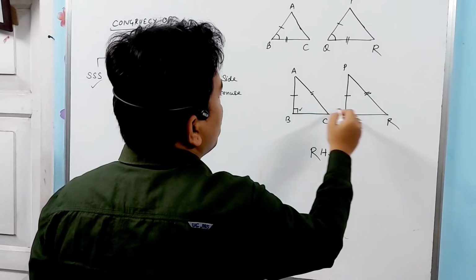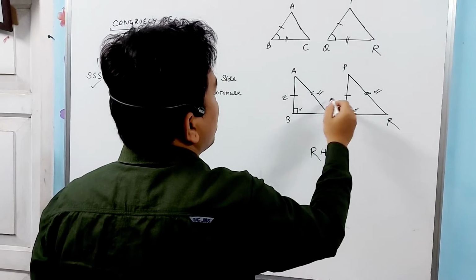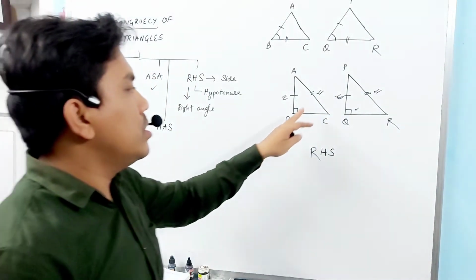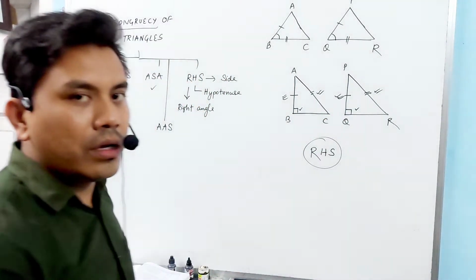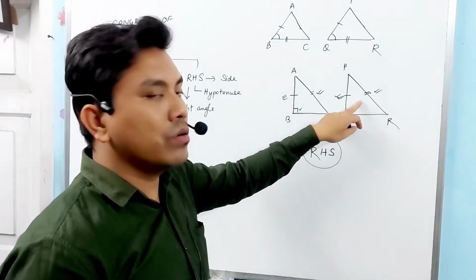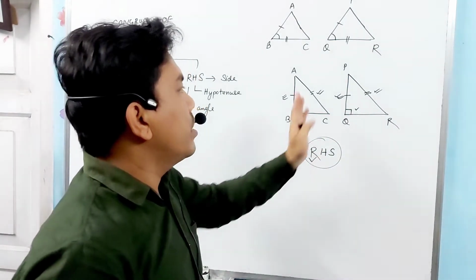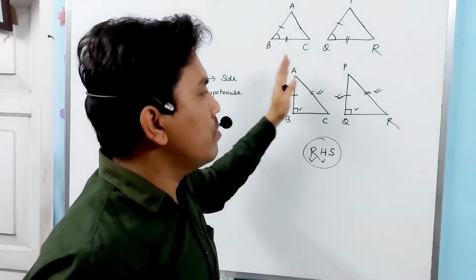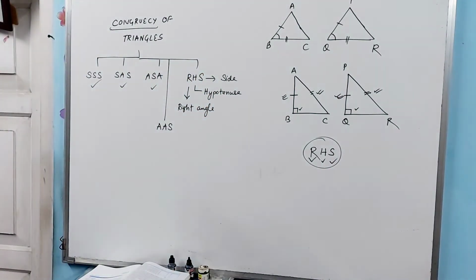Because we have a right angle in both, we have hypotenuse equal in both, and we have one side equal in both the triangles. Is it clear? So, these two triangles are congruent by RHS. Is it clear? Okay, I'm repeating once again. Both the triangles are congruent just because we have a right angle in both, we have hypotenuse also equal in both, and we have one more side of this triangle equal to one of the sides of this triangle. So by RHS both the triangles are congruent.